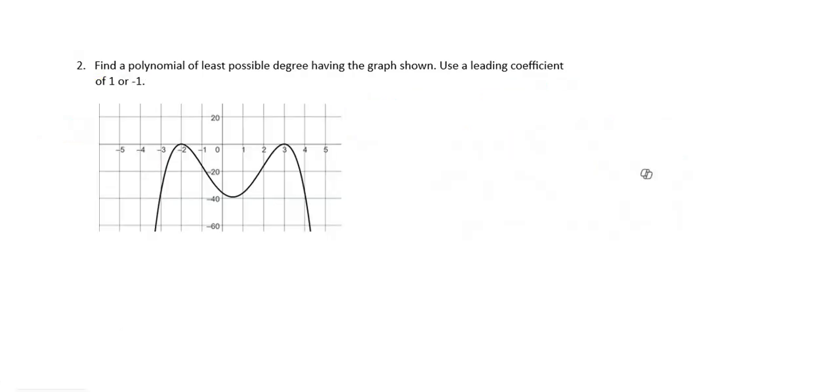Problem 2, find a polynomial of least degree having the graph shown. Use a leading coefficient of 1 or negative 1. My zeros are at negative 2 and 3. And notice how my graph touches the x-axis at negative 2 and then bounces back off as opposed to crossing the x-axis. Same thing with the 0 of 3. That means the multiplicity for each of these zeros is 2.